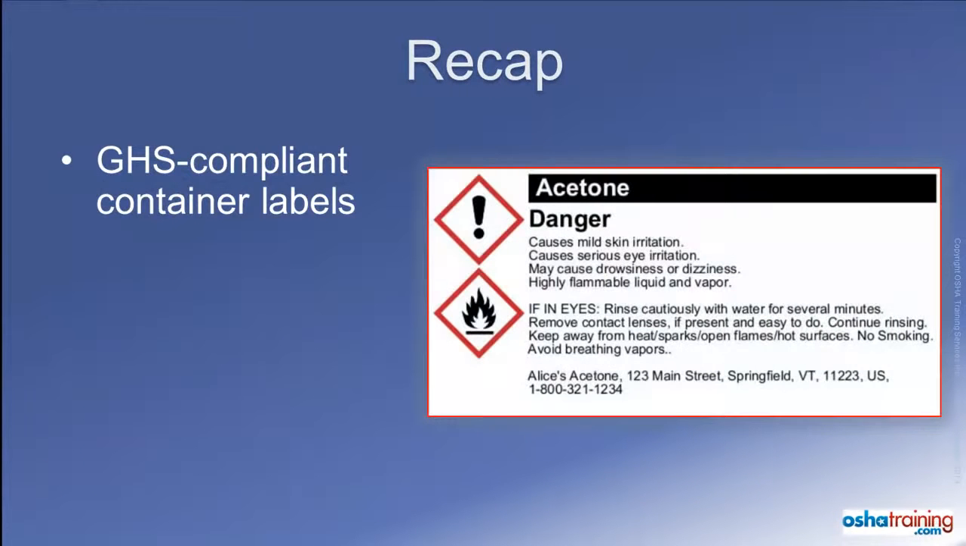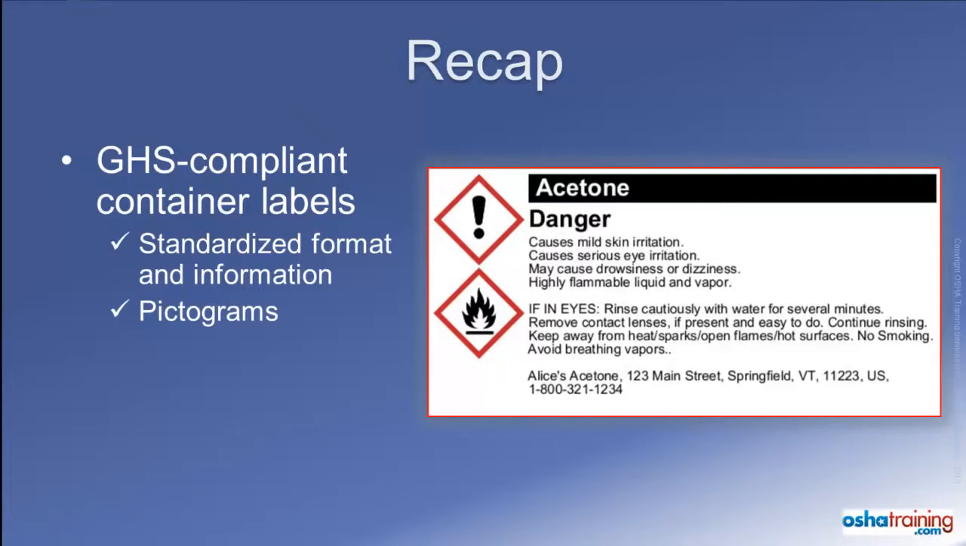So in review, the revised OSHA Hazard Communication Standard requires GHS-compliant labels to appear on all containers of hazardous chemicals and products. Those labels are standardized in the information that must appear, including the display of all applicable pictograms, which are visual icons that identify the various classifications of hazards associated with the products. And employers must provide training to all affected workers so they understand the information that appears on those labels.